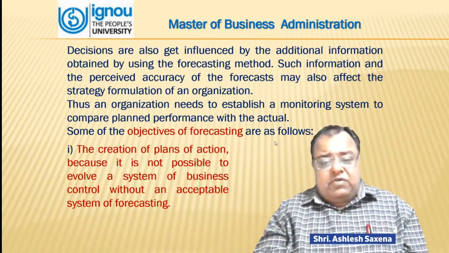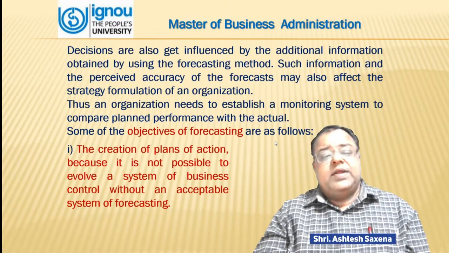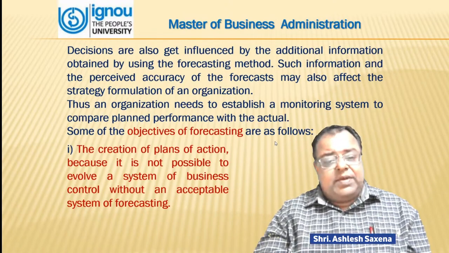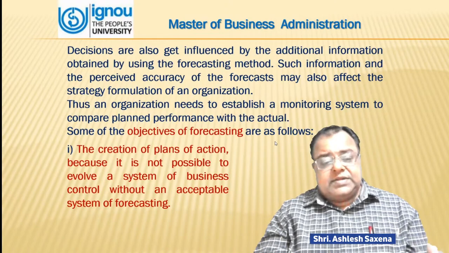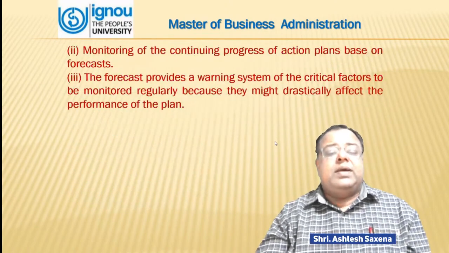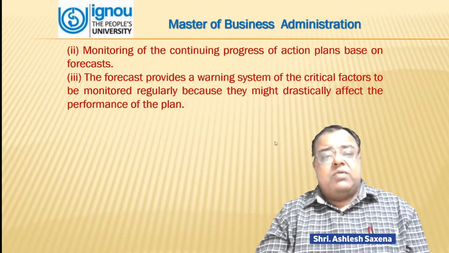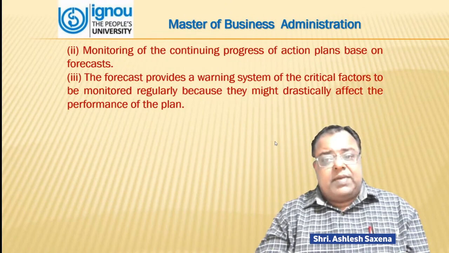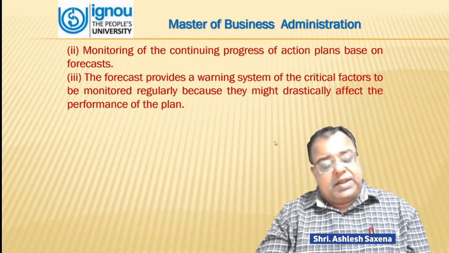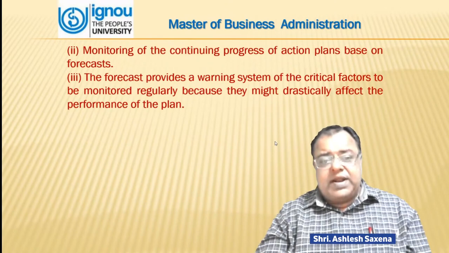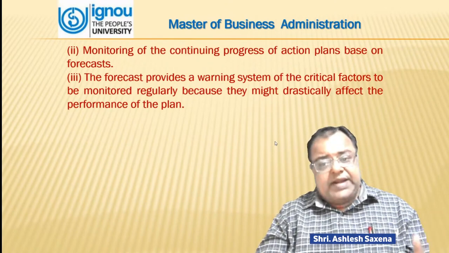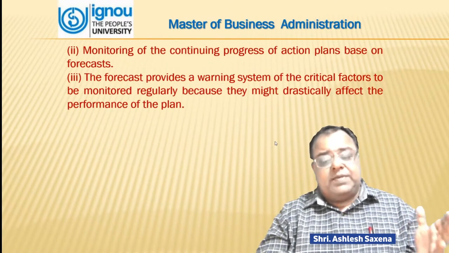Some of the objectives of forecasting are: number one, creation of plans of action, because it is not possible to evolve a system of business control without an acceptable system of forecasting. Number two, monitoring of the continuing progress of action plans based on forecast. Number three, the forecast provides a warning system of the critical factors to be monitored regularly because they might drastically affect the performance of the plan.